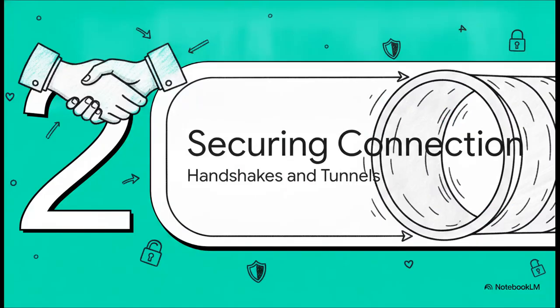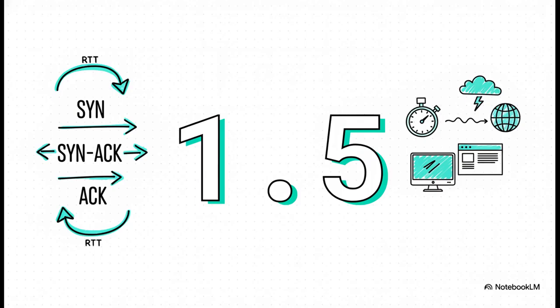Section 2, securing the connection. Because even though we have the IP address, we can't just start blasting data. We have to build a secure tunnel first. And right here is where latency really starts to creep in.